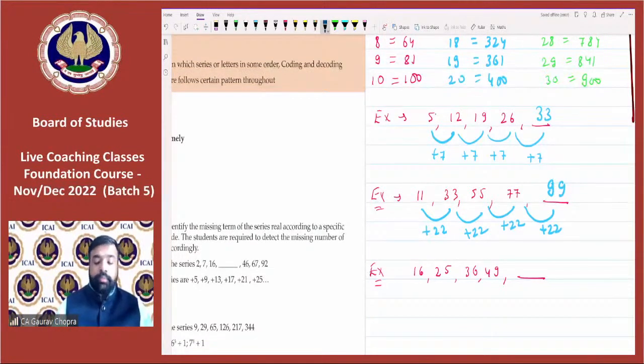So now this time, what is the logic here? 16 means 4 square, 25 is 5 square, 36, 6 square, 49 is 7 square. So what will be the next number? It will be 8 square. That is 64. Yes, 64 is the correct answer. Great.